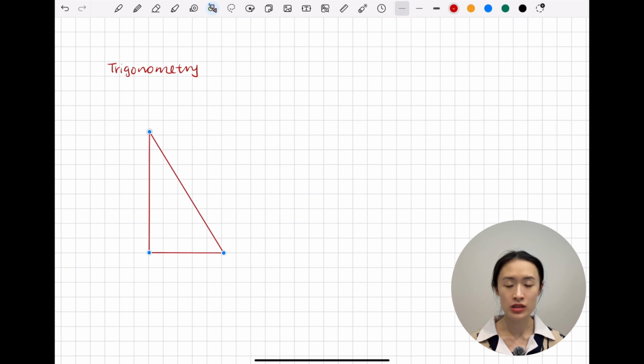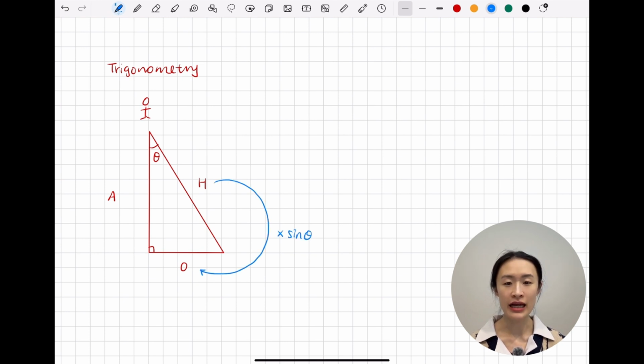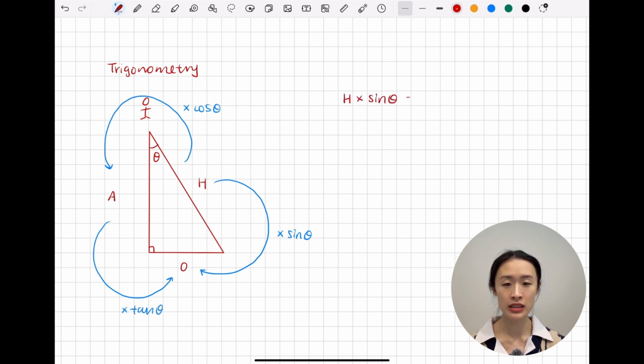So in this question, if I label the angle theta, then we'll be able to find the opposite side of this triangle and also the hypotenuse and adjacent. Now we know from year 9, if I wanted to go from h to O, I'll multiply by sine scale factor. And if I wanted to go from h to A, I will multiply by cosine scale factor. From A to O, I'll multiply by tan scale factor. So if we were to write it out, h multiplied by sine theta is the opposite.